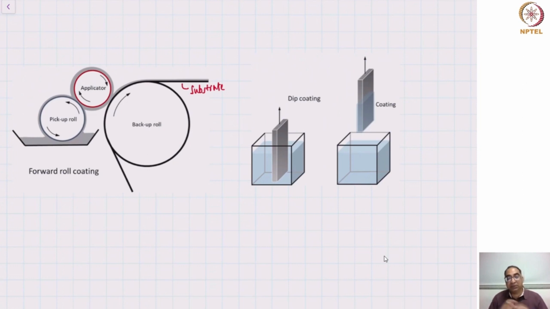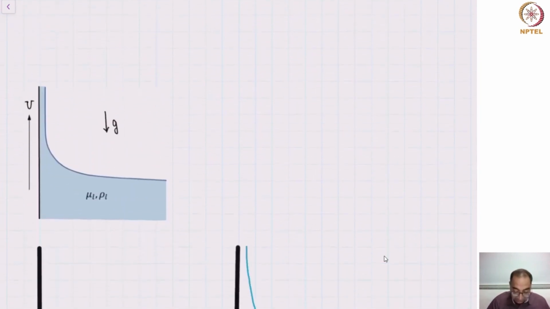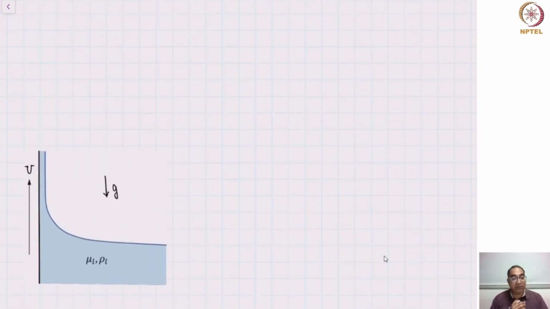Another process is what is called the dip coating process. In dip coating, as the name suggests, you dip the substrate into a reservoir of liquid, and then you pull it up at a constant speed, and in this process you get a coating onto the substrate. The dip coating process is shown schematically here, in two dimensions. The substrate is moving up with a velocity u, and there is an interface which is separating two fluids.